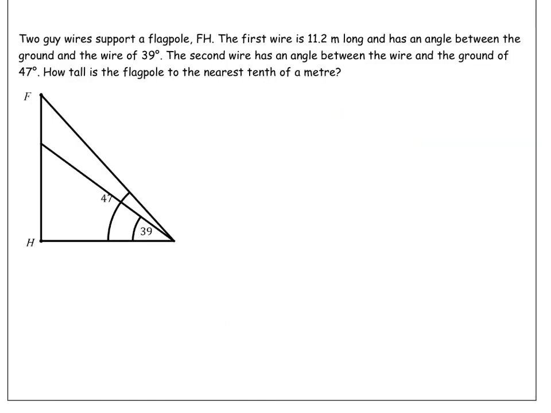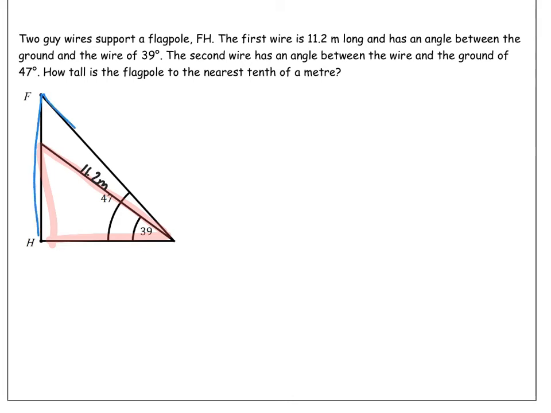meters. All right, I've given you a diagram to help you with this one. So it says two guy wires support a flagpole. The first wire is 11.2 meters long and has an angle between the ground and the wire of 39 degrees. That's this first triangle here. So it says that that wire is 11.2 meters long, and the second wire has an angle between the ground and the wire of 47 degrees.